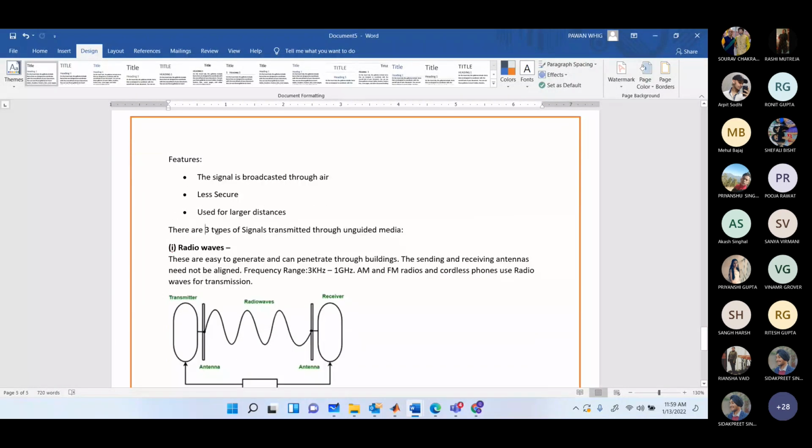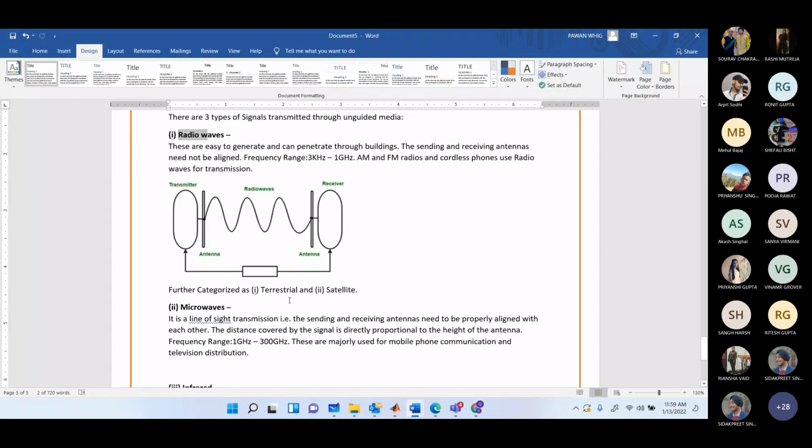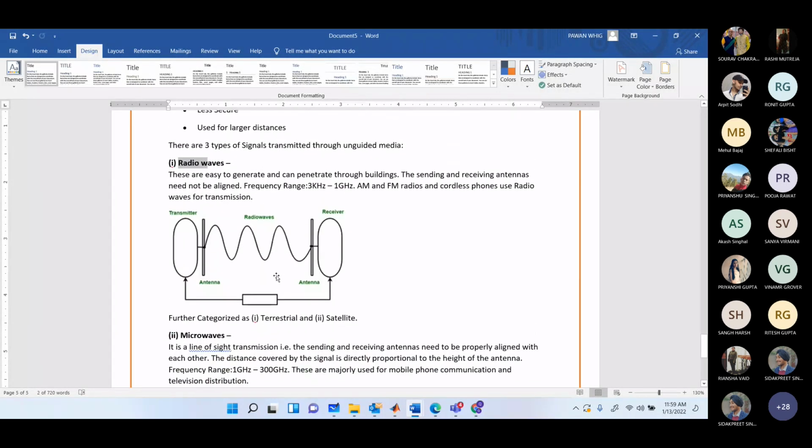It is mainly of three types. Number one is radio waves, that I already told you: transmitter, receiver, and medium. So the medium will be radio waves. Radio waves are used for terrestrial and satellite, means for satellite communication, and for terrestrial, means on-the-land communication. This radio wave communication is used.